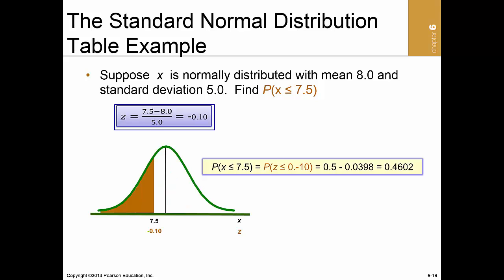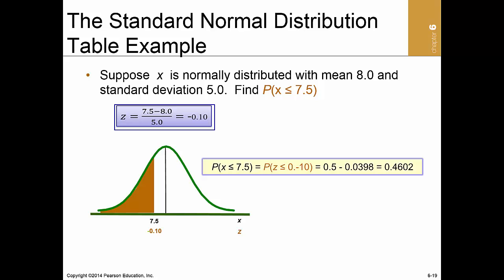And now we want x less than or equal to 7.5. So the z-score that we found associated with x equals 7.5 was negative 0.10. So the probability associated with z less than or equal to negative 0.10 is the whole probability of that half of the curve, 0.5, minus the probability between z equals 0 and z equals negative 0.10. That probability is 0.0398. Since we're working from the mean outward, we deduct that from the 0.5 to get a probability for x less than or equal to 7.5 of 0.4602.